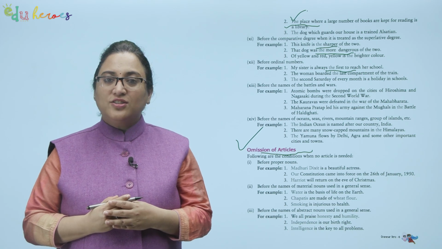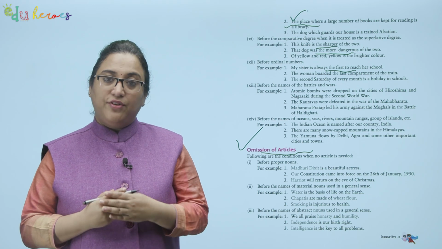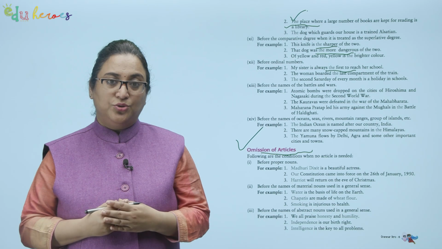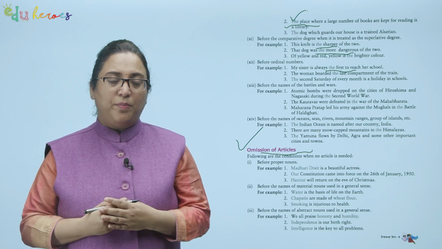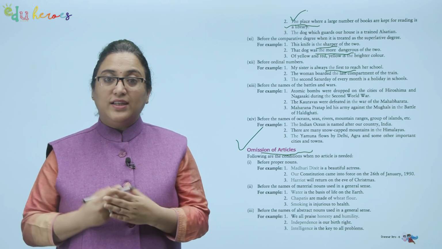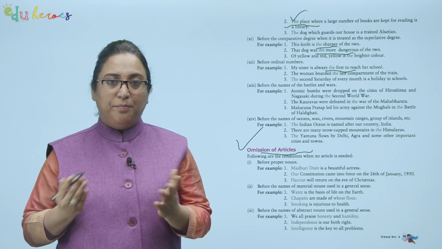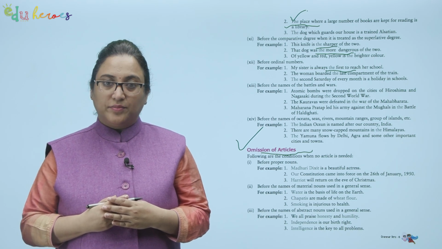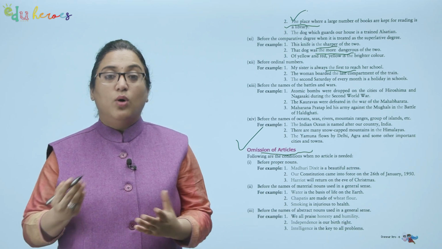Similarly, our constitution came into force on the 26th of January 1950. Here the proper noun is constitution, our constitution. Harriet will return on the eve of Christmas. In case of proper nouns, we will not use articles. The second category, before the names of material nouns used in a general sense. For example, water is the basis of life on the earth. Now this is a material noun, water, but we will not say the water.